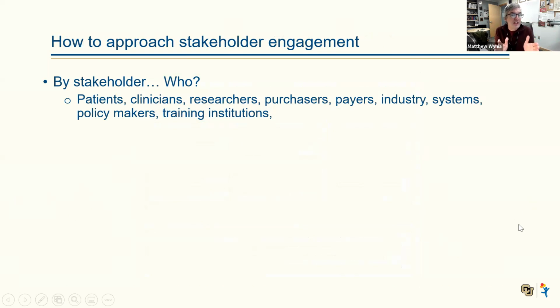So another way to think about stakeholder engagement, and again, PCORI has thought about this quite a lot as well, is by who you are trying to engage. One way to think is phase of research. Another is by type of individual or group that you're trying to engage. Are you trying to engage patients? Payers? Health systems, policymakers, or training institutions? Your strategy may differ depending on who you are trying to engage.